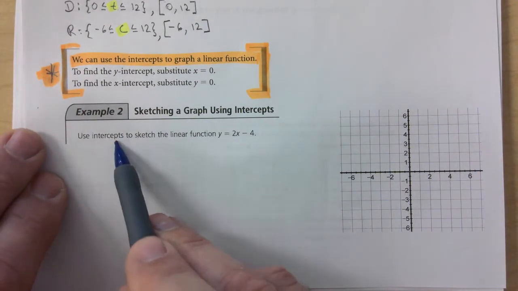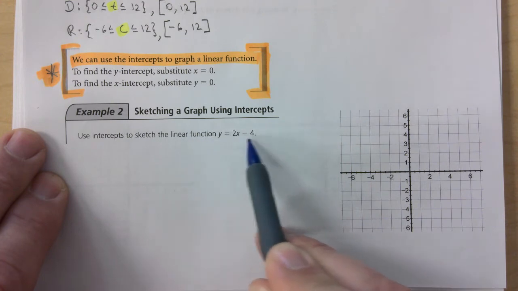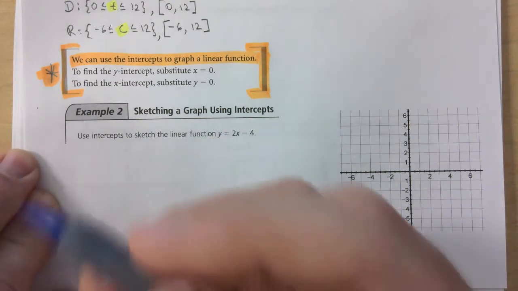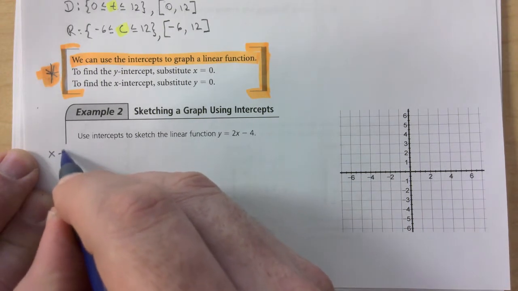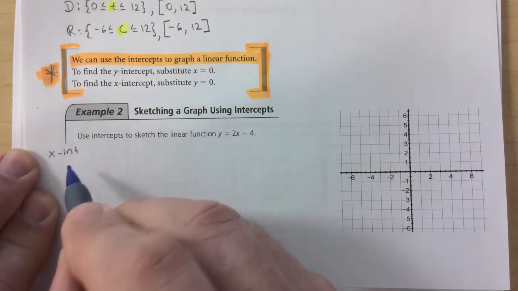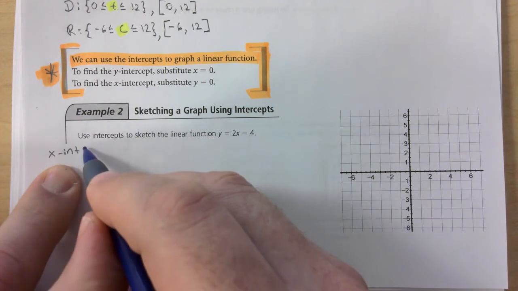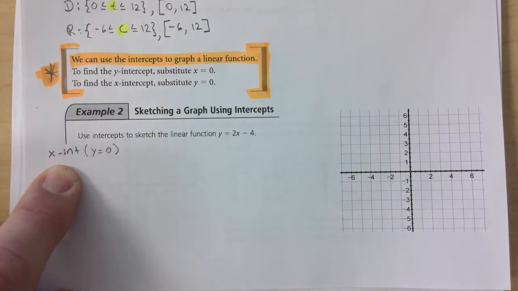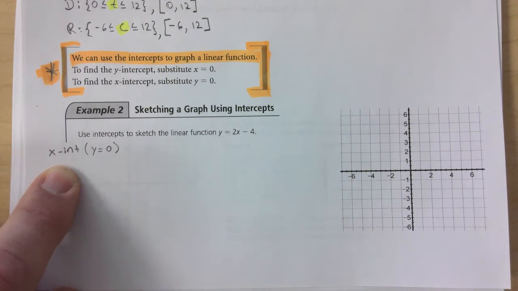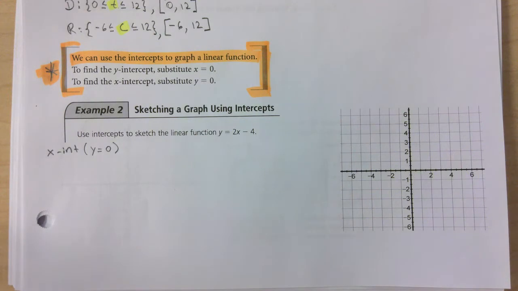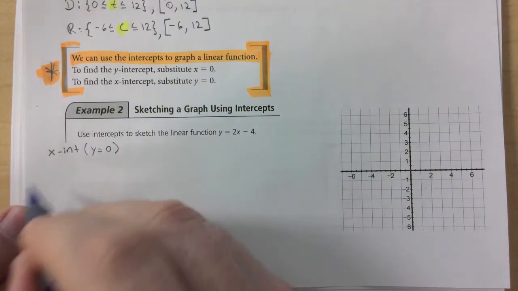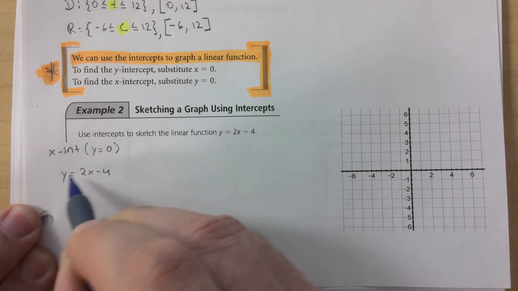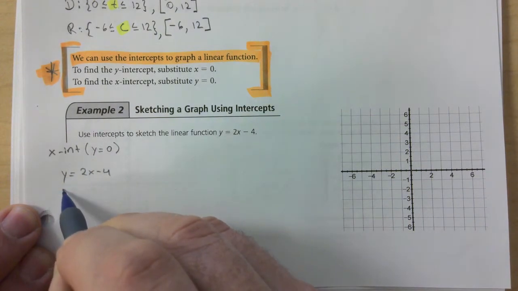So use the intercepts to sketch the linear function 2x - 4. It doesn't matter which one you find first, but let's start with the x-intercept. When the x-intercept is in question, we know this: y is equal to 0, because when it hits the x-axis, y is equal to 0. So you basically use this function 2x - 4 and you just substitute y with 0.